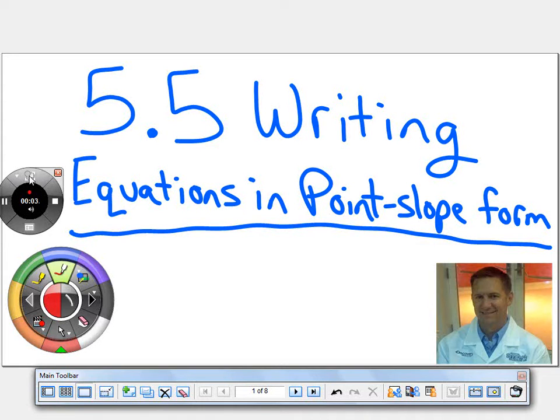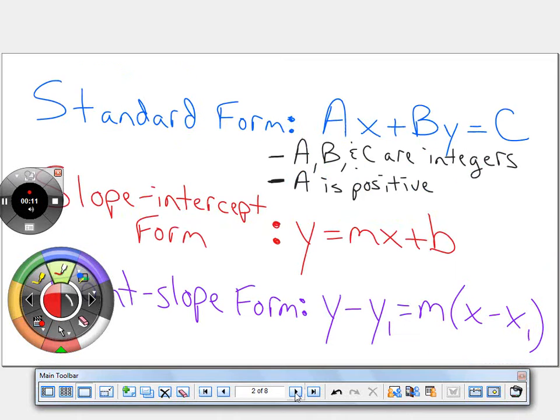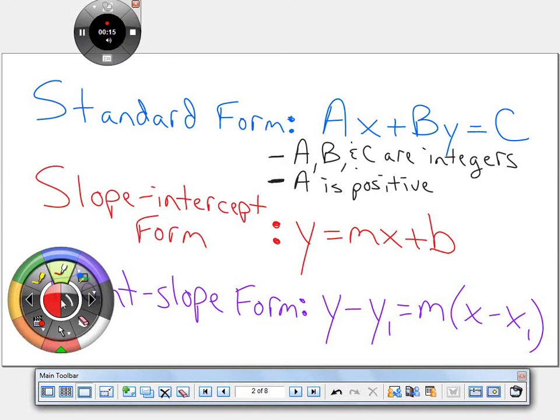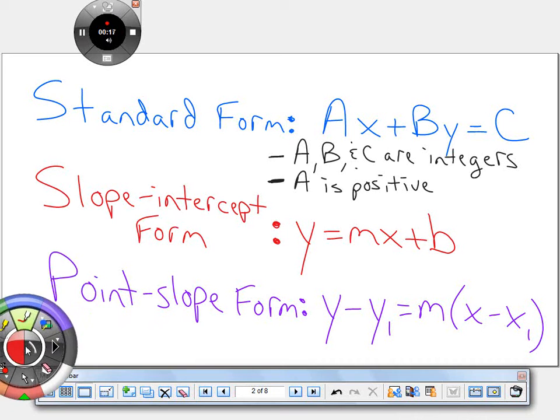Alright, I'm going to show you how to put some equations into point-slope form among other things. There are three general forms of equations that we use for lines. One is standard form. This is one we looked at before.